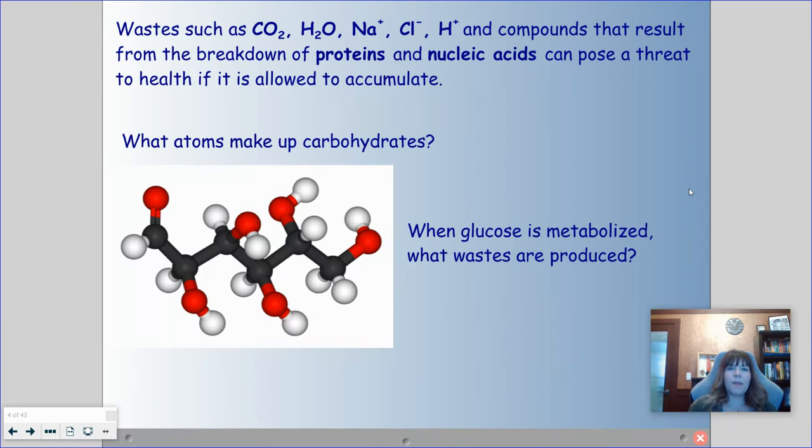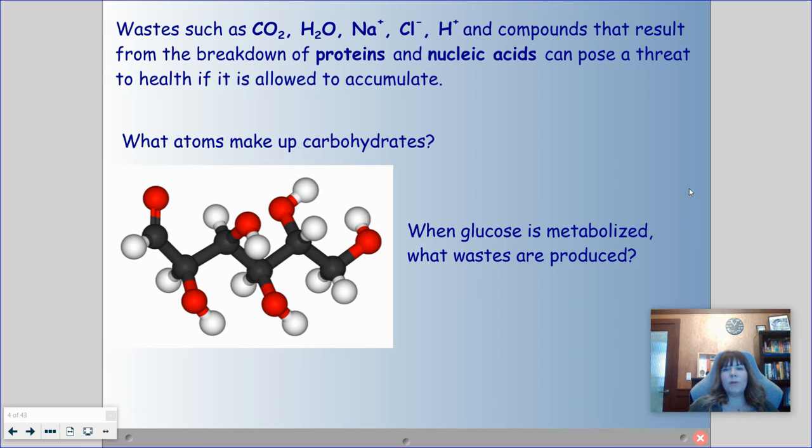All right. So what are some examples of wastes that we have? Well, there's carbon dioxide, water, sodium, chlorine, and hydrogen. These are just a couple examples of waste. Carbon dioxide, we know, is removed through the process of respiration, right? Breathing in and out. Water, if you drink a lot of water, you're going to excrete water. Sodium, you don't always need to keep sodium in your body. So there's lots of different examples.